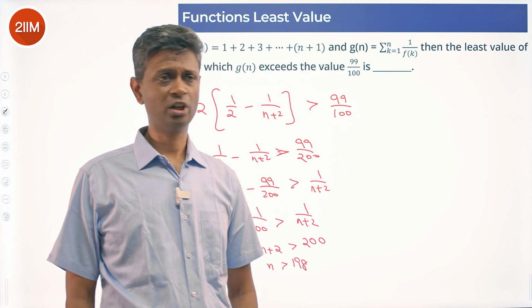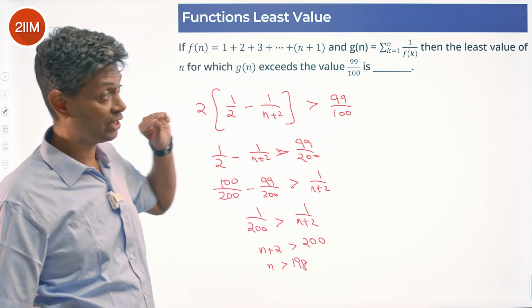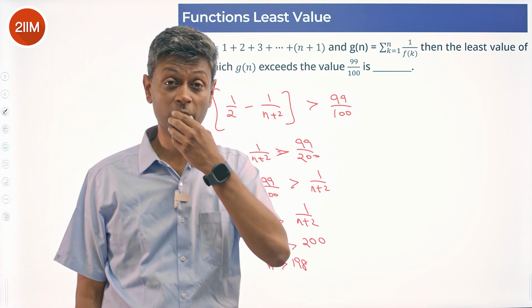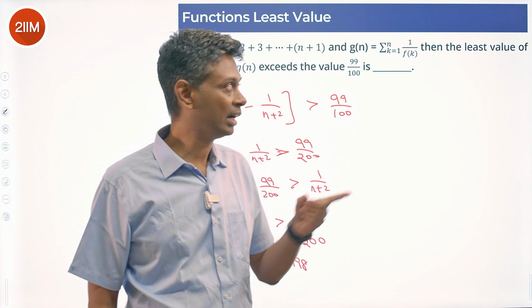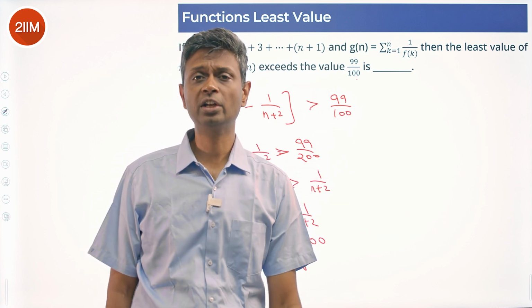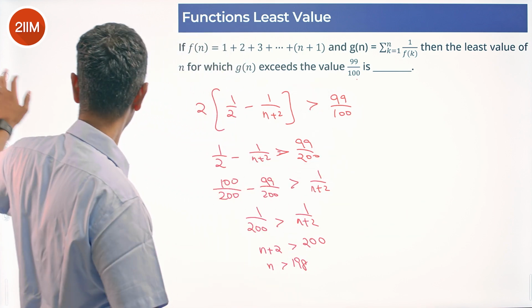Absolutely brilliant question. We write this f of n, we write g of n, we break the 1 by f of n expression into partial fractions, write the summation, and then solve for the inequality. Delightfully tough question. Maybe I shouldn't be saying delightfully tough.